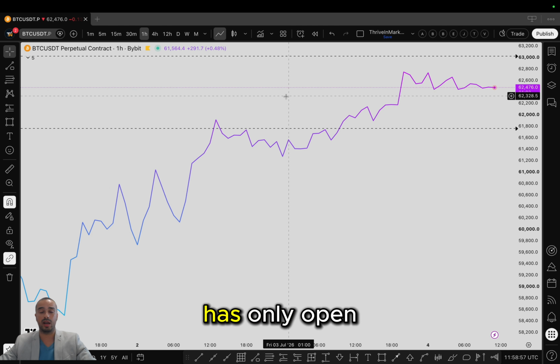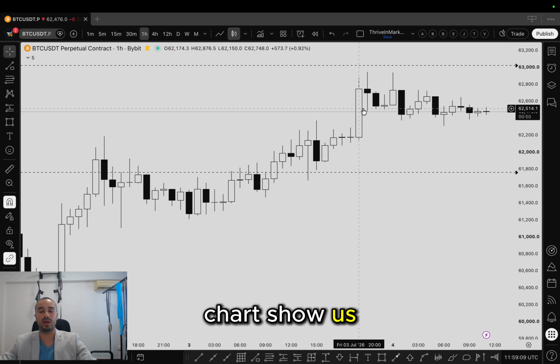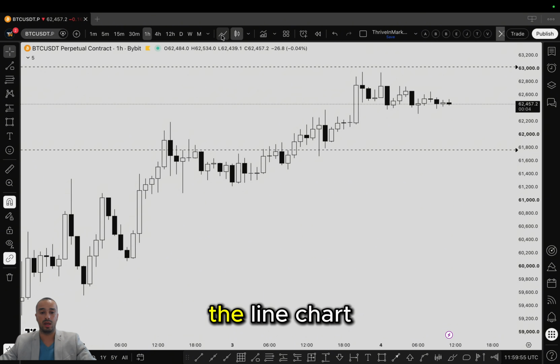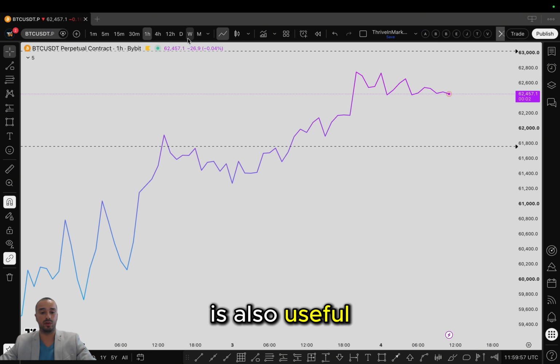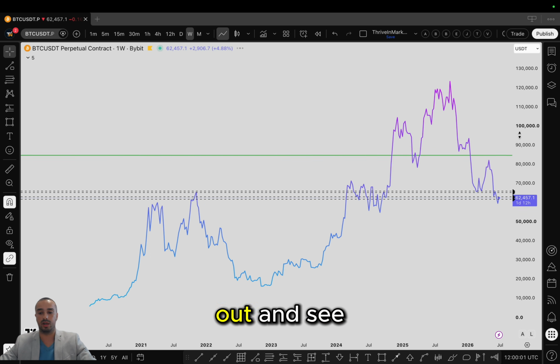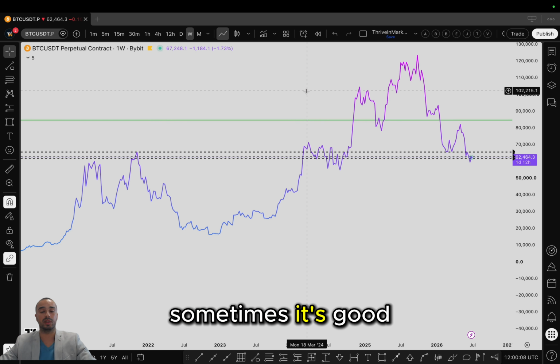The line chart has only the closing price, whereas the candlestick chart shows us the complete fight between the bulls and bears. The line chart is also useful when you want to remove all the noise and just zoom out and see the direction of the price. Sometimes it's good to remove the noise and extra information to fix your bias.